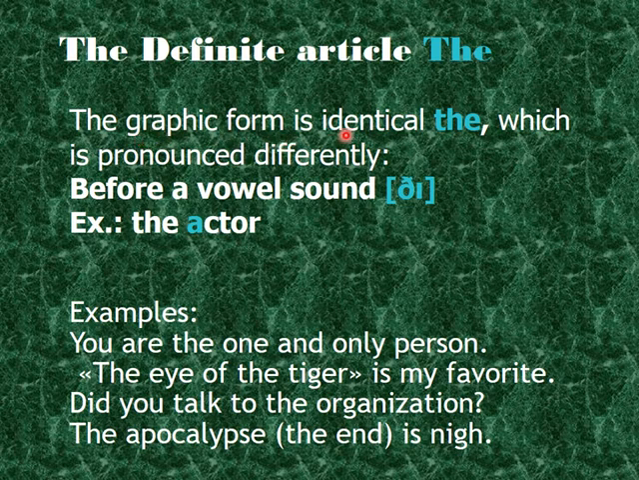The graphic form is identical, the, which is pronounced differently. Before a vowel sound, it's the. For example, the actor. You are the one and only person. The eye of the tiger is my favorite. Did you talk to the organization? The apocalypse, the end, is nigh.